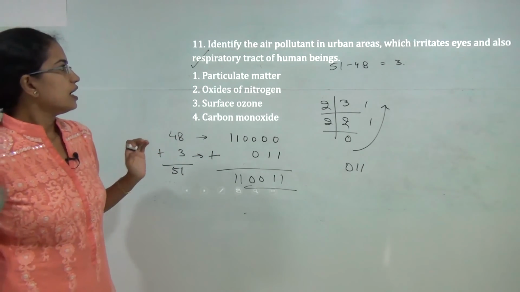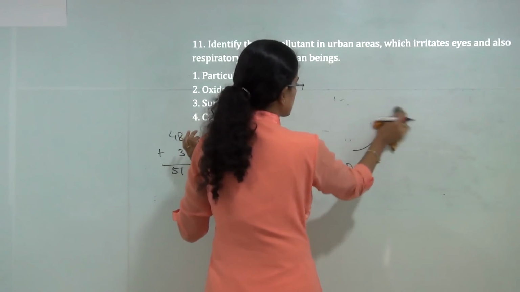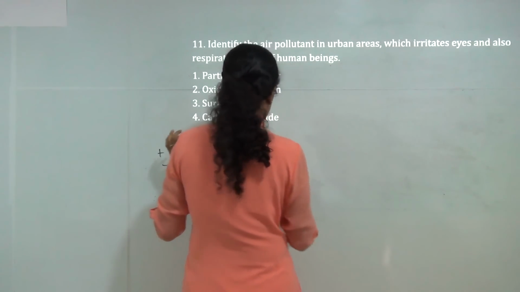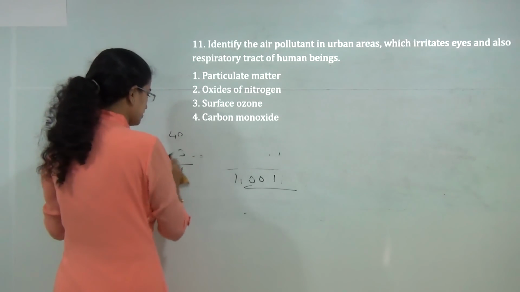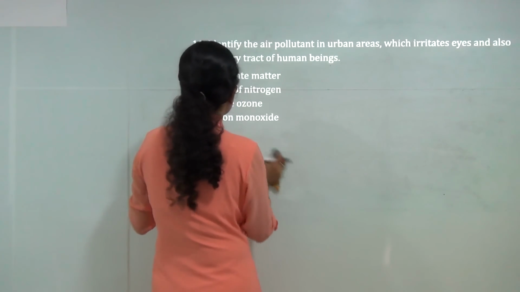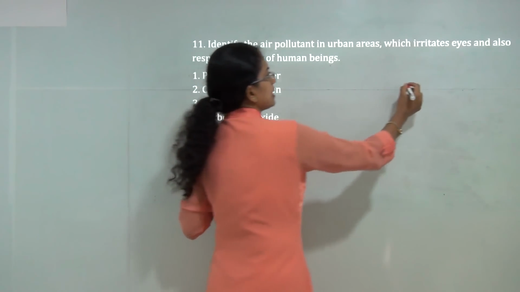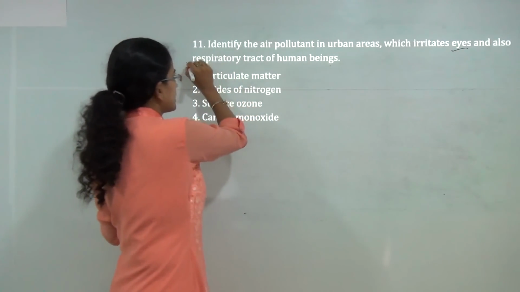Next question. Identify the air pollutant that irritates the eye as well as affects the respiratory tract. Now this is one of the very similar questions that was asked in December 2015. What we are considering here is two basic things. It is both an eye irritant as well as it is affecting the respiratory tract.